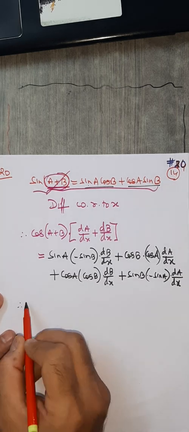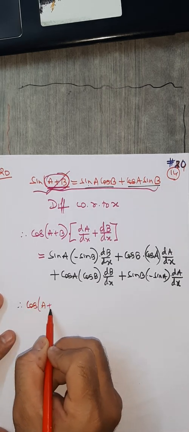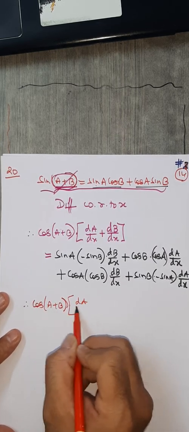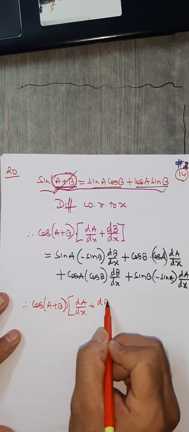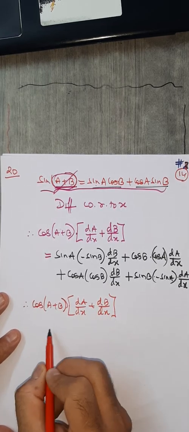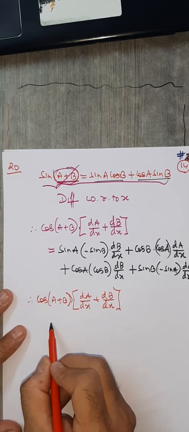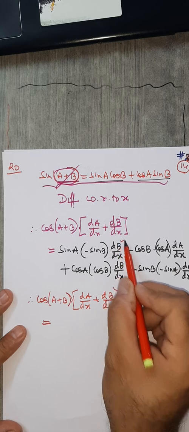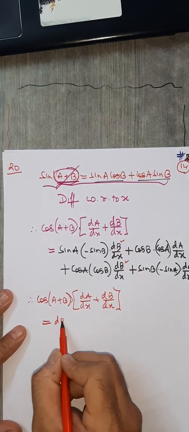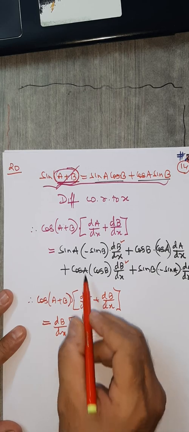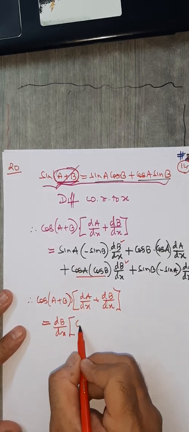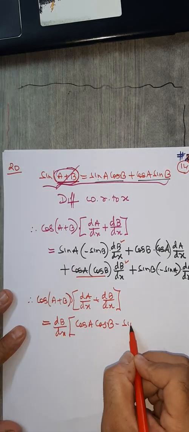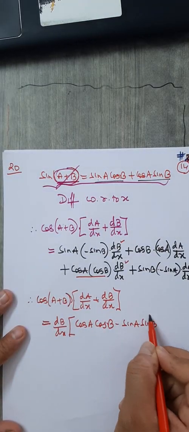So left hand side you keep as it is, cosine of a plus b into dA by dx plus dB by dx. That is equals to here. You see, you have dB by dx common, so I'll take dB by dx outside. What will I get inside the bracket? I'll write this first. Cos a into cos b, then this minus sine a into sine b.